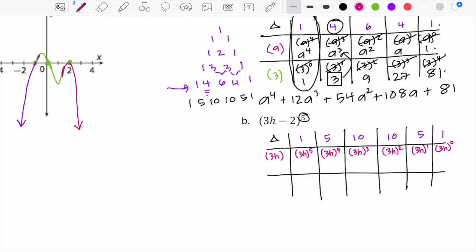So I'm going to clean those up. This is 243h to the 5th. This is 81h to the 4th. This is 27h cubed. This is 9h squared. That's 3h, and that just goes back to 1. And then for this one, we have -2. So -2 to the 0. So notice how it starts the opposite power. You're going to start with 0 and go up to the power of whatever that is when you do the second term in the binomial.